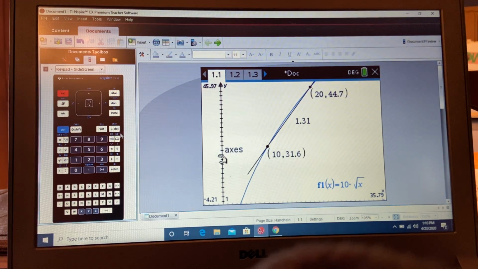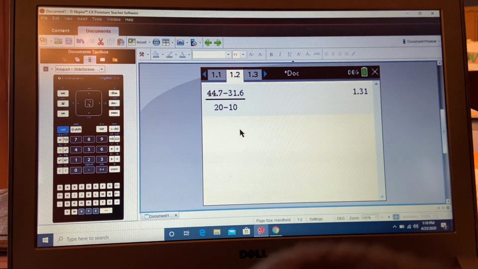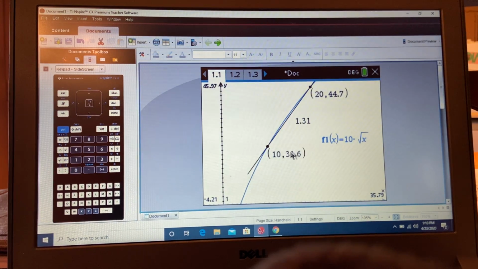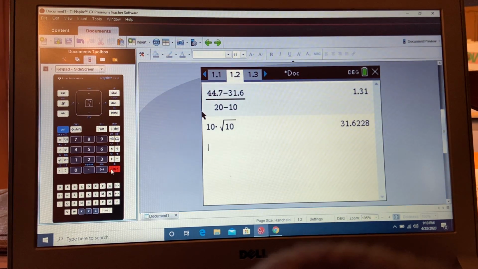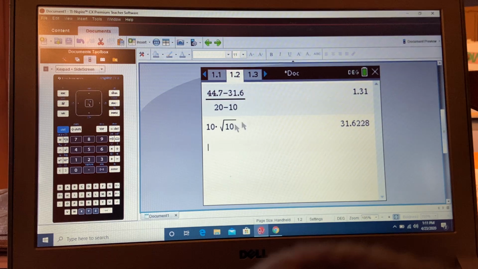Now, to do it algebraically, you would have to work that out. So let's go and see what that looks like if we go to the calculator button. So our equation is 10 square root of x. So to find that value, I need to put the x values in. So my first x value was 10. That's what I'm doing here. I'm finding this point. I'm putting that 10 in for that x. And enter. And it gives me that 31.6. And then you put the other point in.